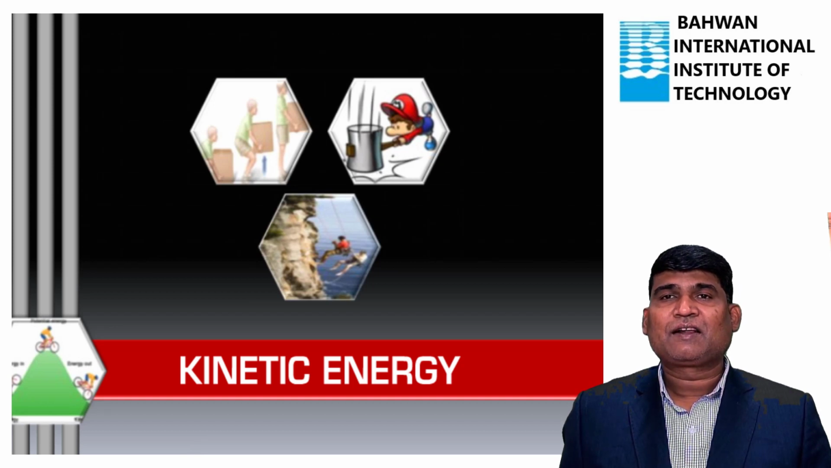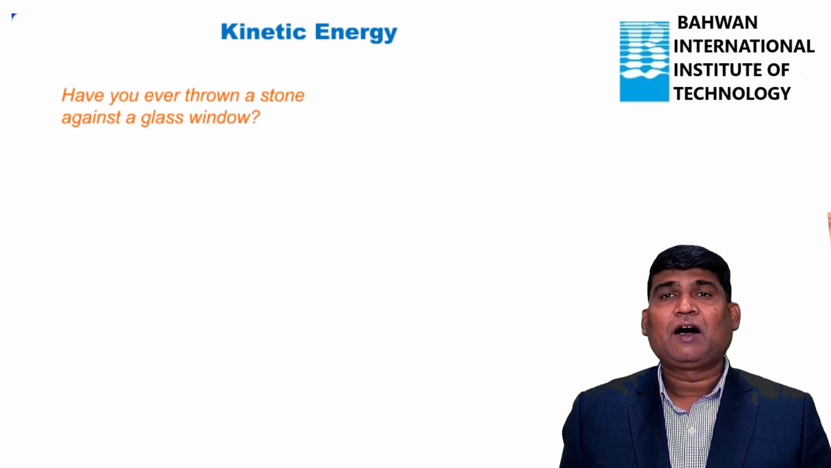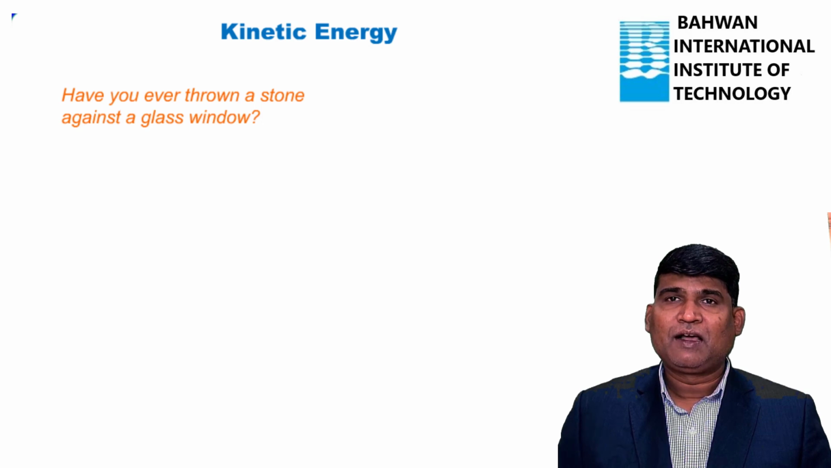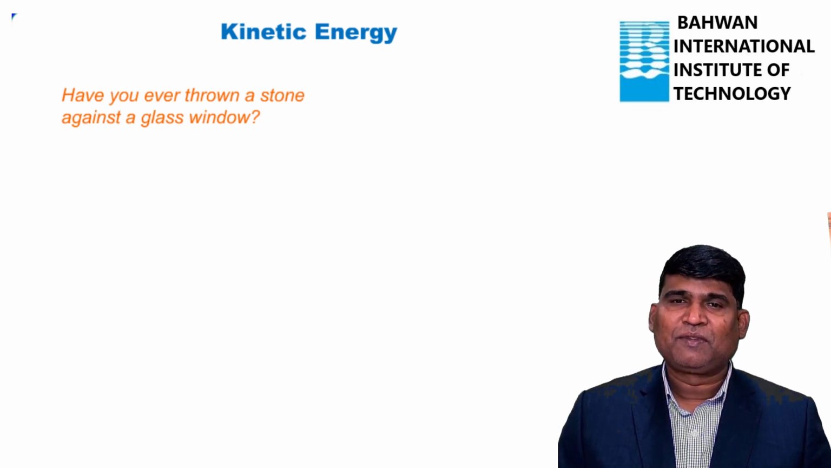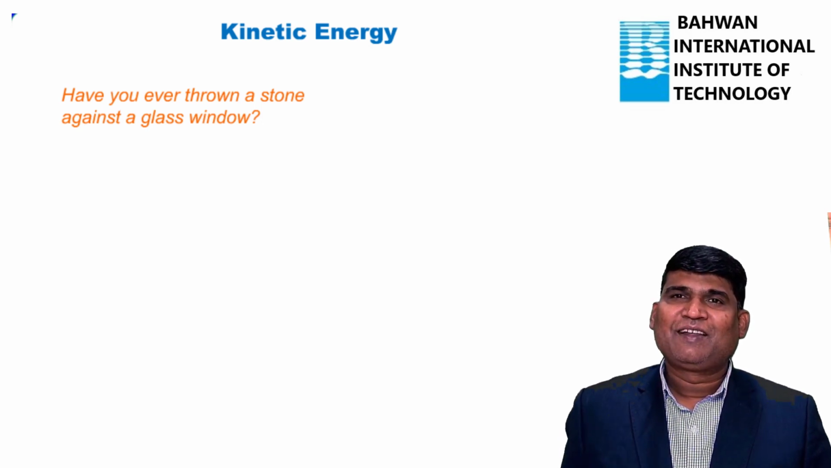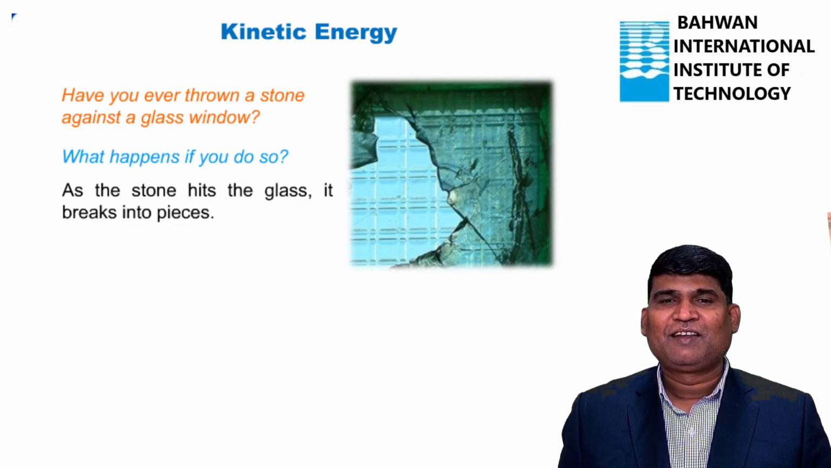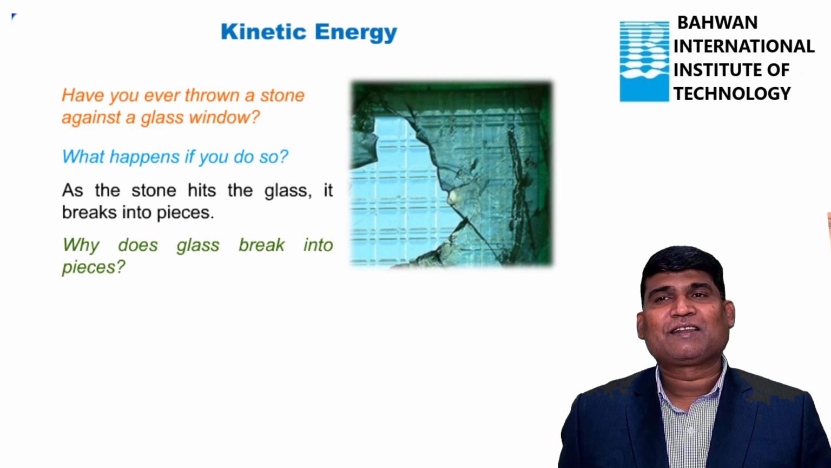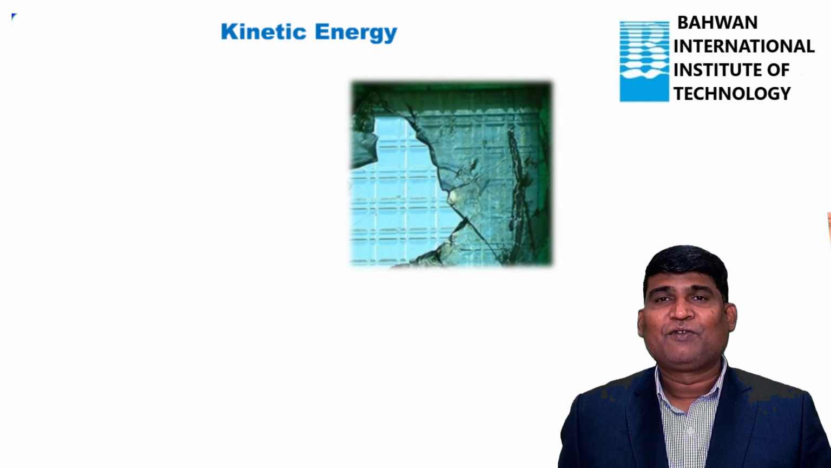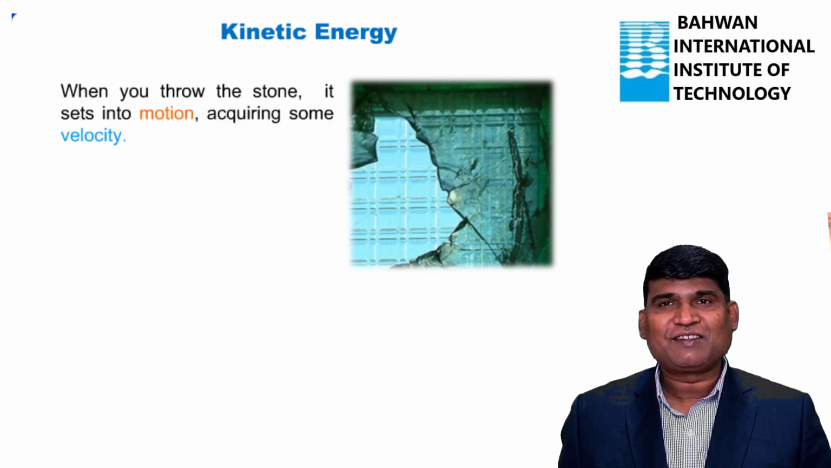Now when you see the definition of kinetic energy, we know it is mechanical energy, and how we define that we will see. Before that, I would like to ask one simple question. Have you ever thrown a stone against a glass window? What happens if you do so? As the stone hits the glass, it breaks into pieces. Why does the glass break into pieces? What is the answer for this question? We know that when the stone hits, the glass breaks into pieces, right?